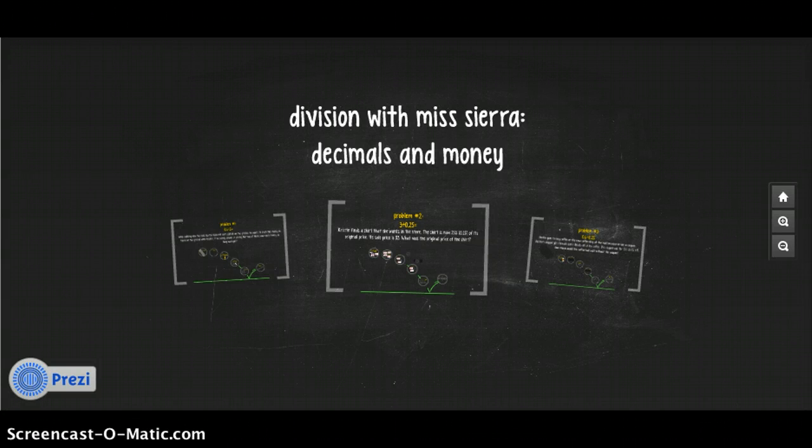Hi guys, it's Miss Sierra here, and today we're going to do division with decimals and money. All of these problems are going to be based off of Kristen and Austin's trip to the mall.